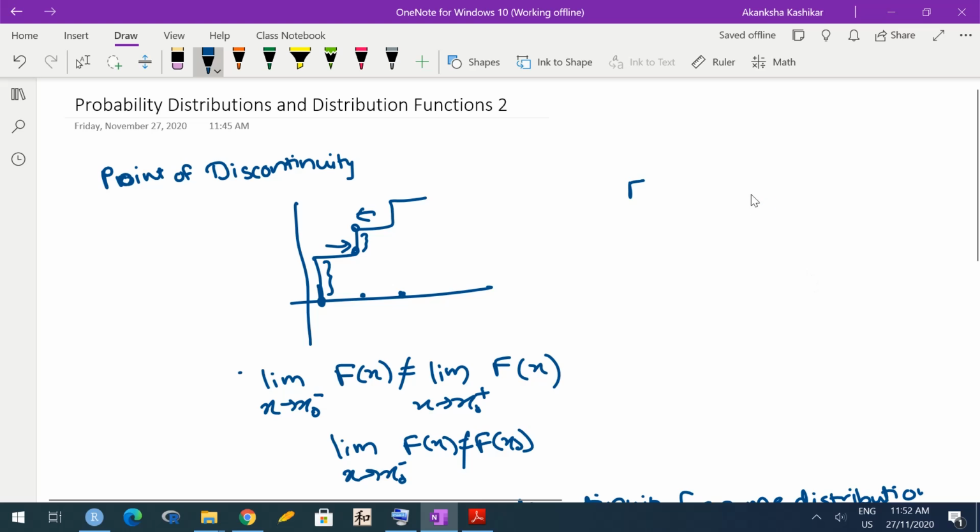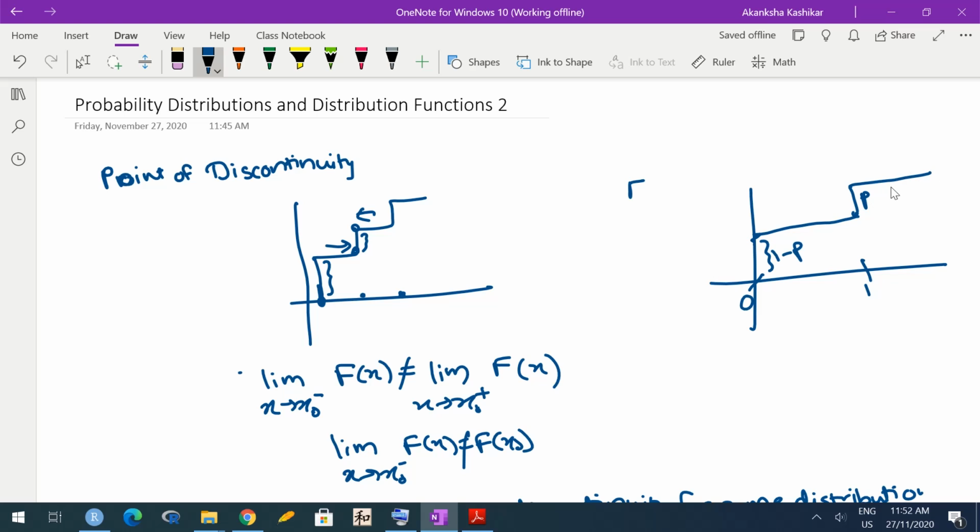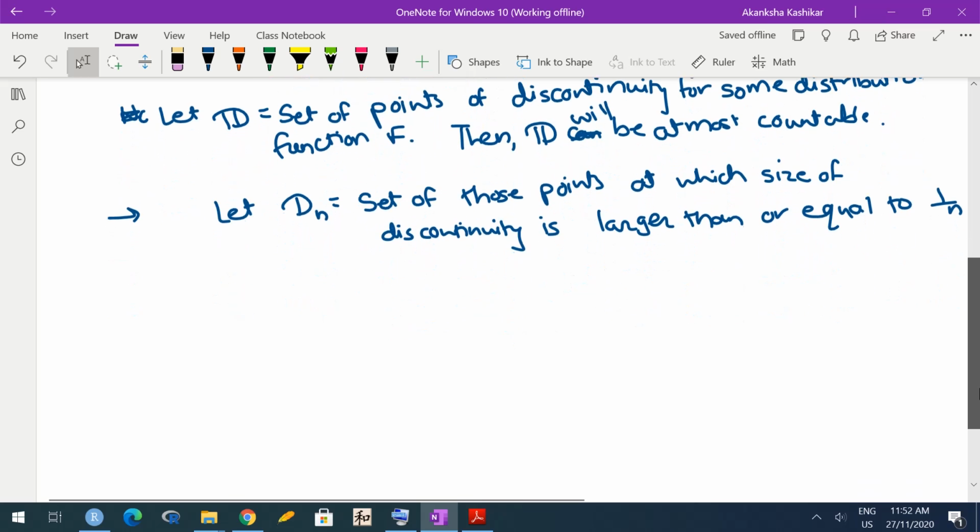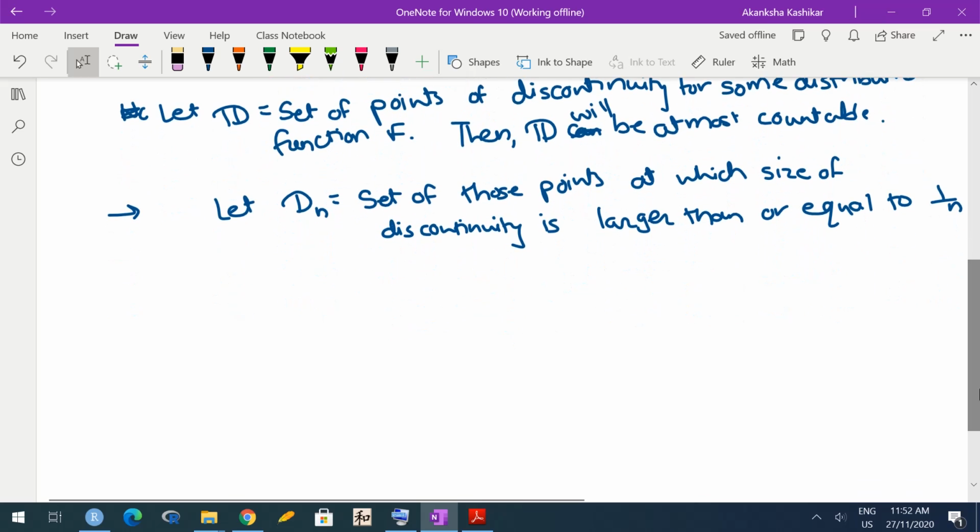So for example, if you have a Bernoulli random variable, you have 0 and 1, so you have jumps at 0 and 1. The jump at 0 is of size 1 minus p, because the PMF at 0 is 1 minus p and the PMF at 1 is p. So the jump at 1 is of size p. Size of discontinuity for this point is p, and for this point is 1 minus p.